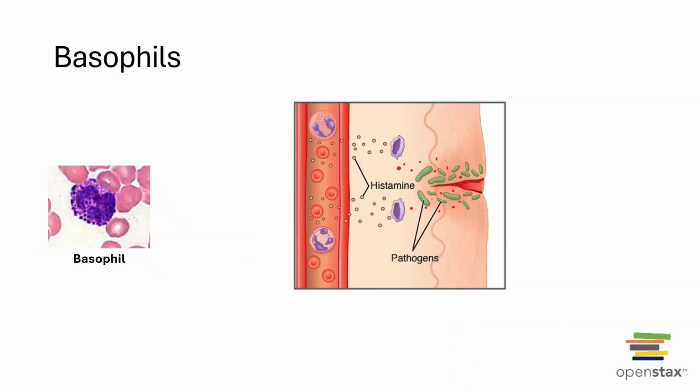Basophils are the least common leukocytes, typically comprising less than 1% of the total leukocyte count. The granules of basophils stain best with basic stains, giving them a dark blue color.